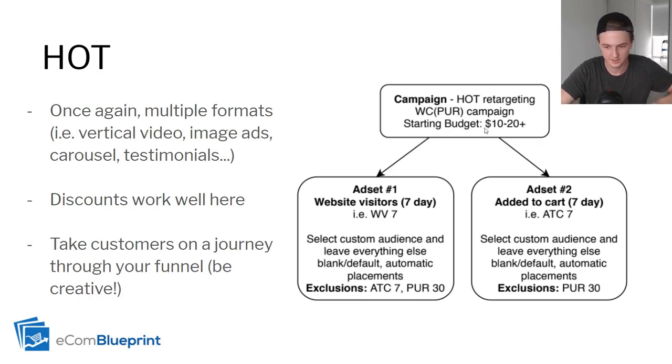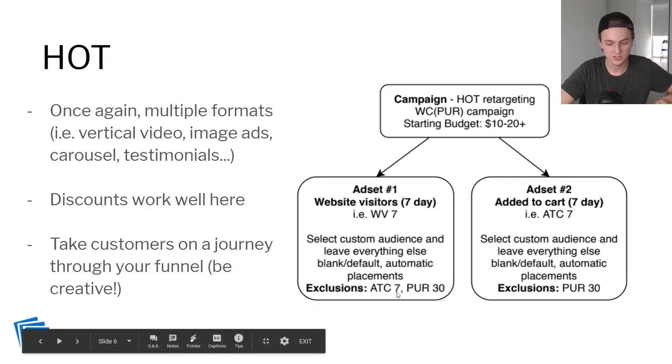And then you have two ad sets in here. The first ad set is just website visitors in the last 7 days. So you want to select that custom audience, website visitors in the last 7 days, leave everything else blank, automatic placements, and then the exclusions are add to cart in the last 7 days and purchase in the last 7 days, because we don't want to retarget people who already bought, especially not people who just bought, right? Because they're going to be annoyed if we keep spamming them with ads and they haven't received their product. And so, website visitors here, and then exclude add to cart 7, purchase in the last 30 days.